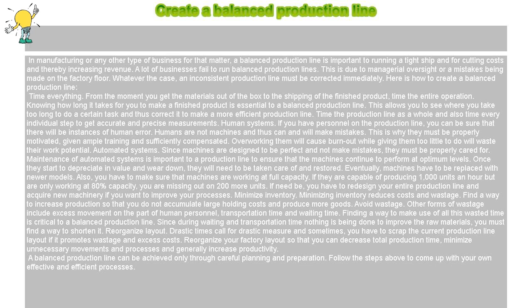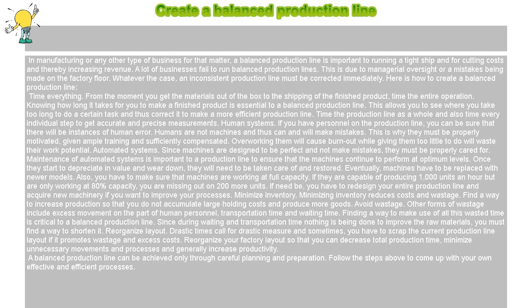Human systems. If you have personnel on the production line, you can be sure that there will be instances of human error. Humans are not machines and thus can and will make mistakes. This is why they must be properly motivated, given ample training and sufficiently compensated. Overworking them will cause burnout, while giving them too little to do will waste their work potential.